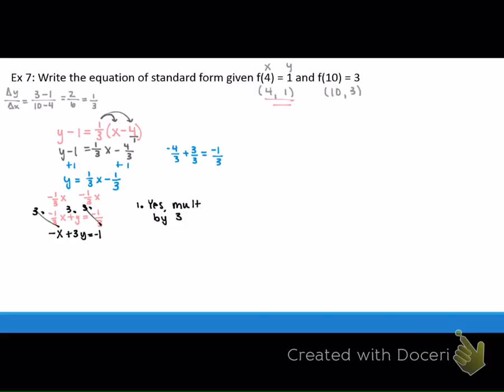Okay, Mackenzie, is our a value negative? Yes. So what do we have to do? Divide everything by negative 1. Divide by negative 1. And finally, Mackenzie, do we have a common factor? No. Good. So what questions do you guys have before we go through the last 2 examples?